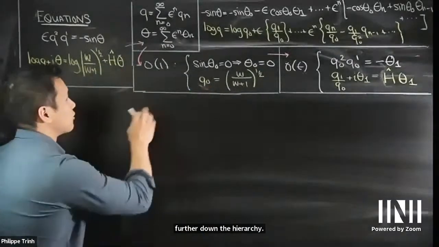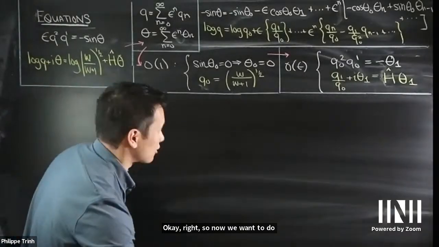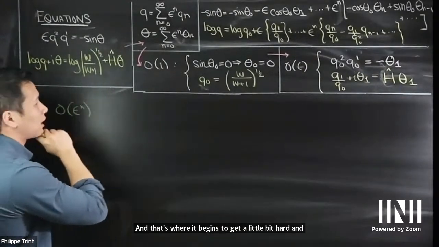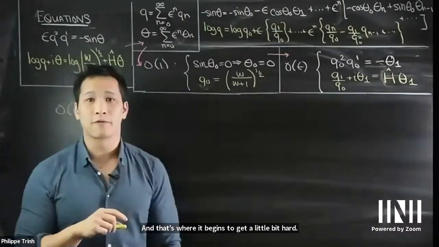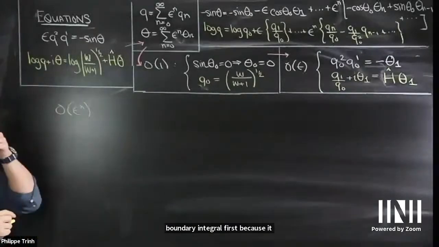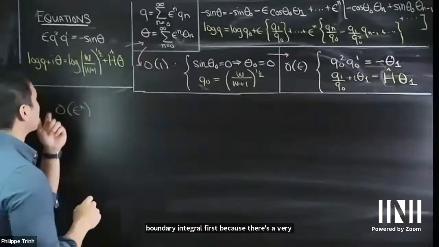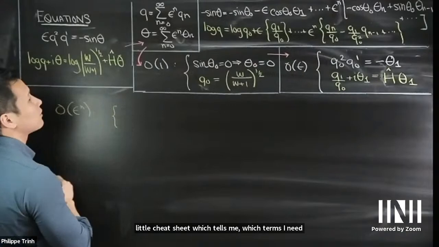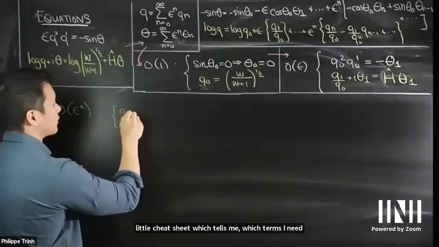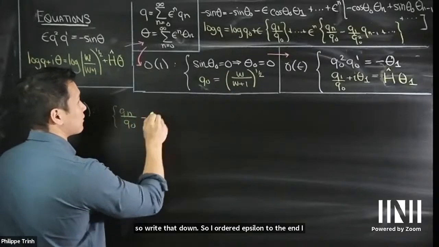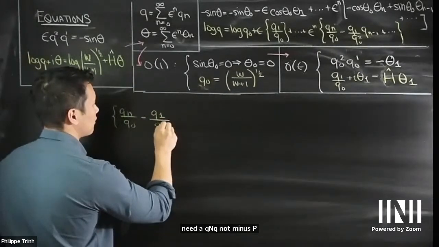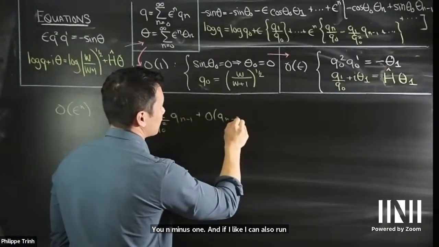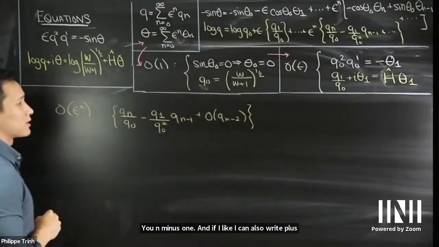Okay, right. So now we want to do the order epsilon to the n terms. And that's where it begins to get a little bit hard. And I'm going to do yellow here. I'm going to do the boundary integral first, because there's a very important simplification that it provides. Okay, so I go to the log Q here and I look at my little cheat sheet, which tells me which terms I need. So I'll write that down. At order epsilon to the n, I need Qn over Q naught minus Q1 over Q naught squared, Qn minus 1, and if I like, I can also write plus order Qn minus 2 here, just so you know what I'm dropping in that expansion.